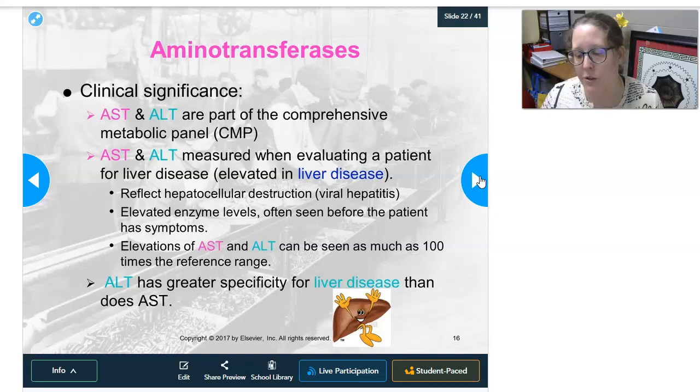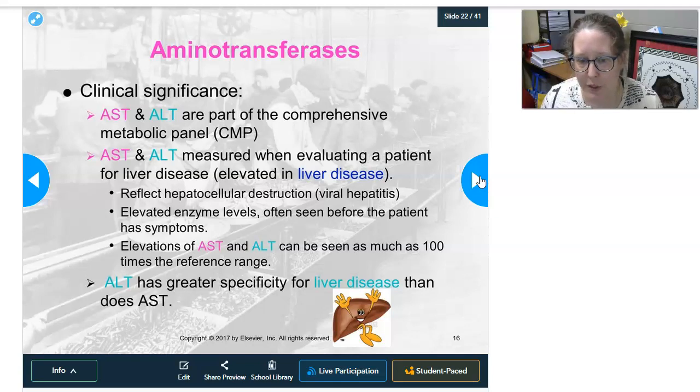But as they release the viruses, they're also releasing all the enzymes that are contained in the cell, and those are detectable then in the blood because the enzymes have to go somewhere, so they're going to end up in the bloodstream. So you will also often see elevated enzyme levels before the patient even has symptoms. And elevations of AST and ALT can be seen in as much as 100 times the reference range, meaning when there's viral hepatitis going on, these can go really high. So they can go into the thousands of international units per liter.